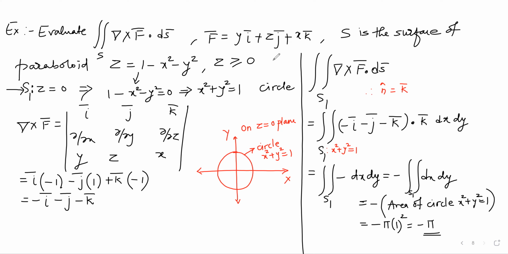There can also be a variant where one writes z equal to 4 minus x square minus y square for z positive. The circle will be x square plus y square equal to 4, or you can have a square. Then what will be the answer? The same answer, it can be written as minus pi a square.